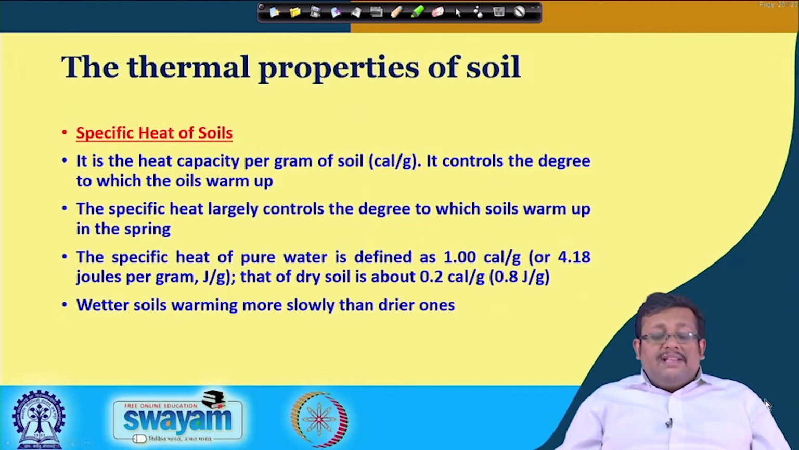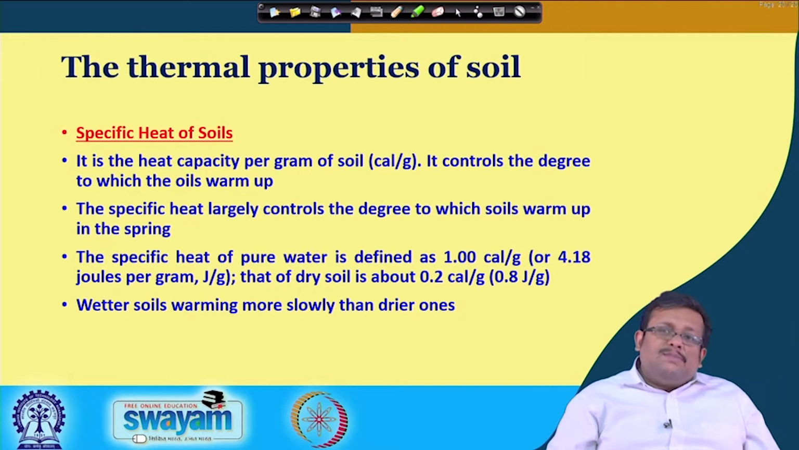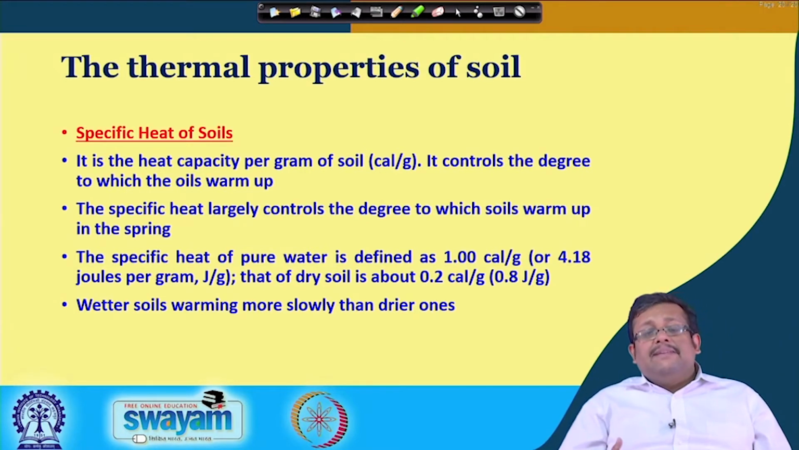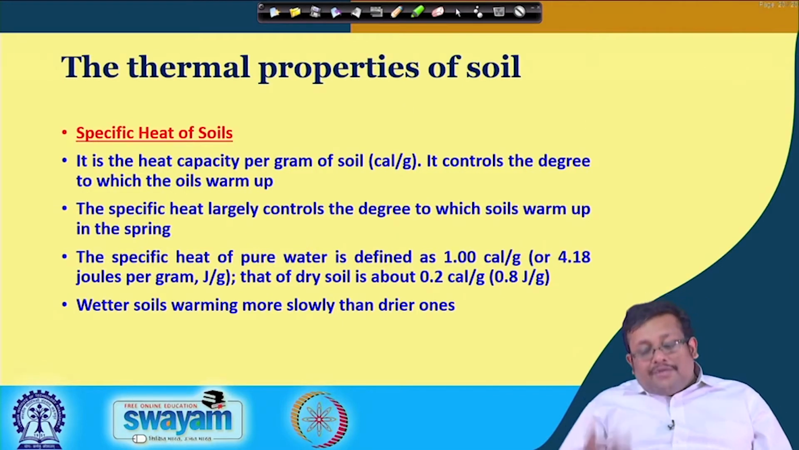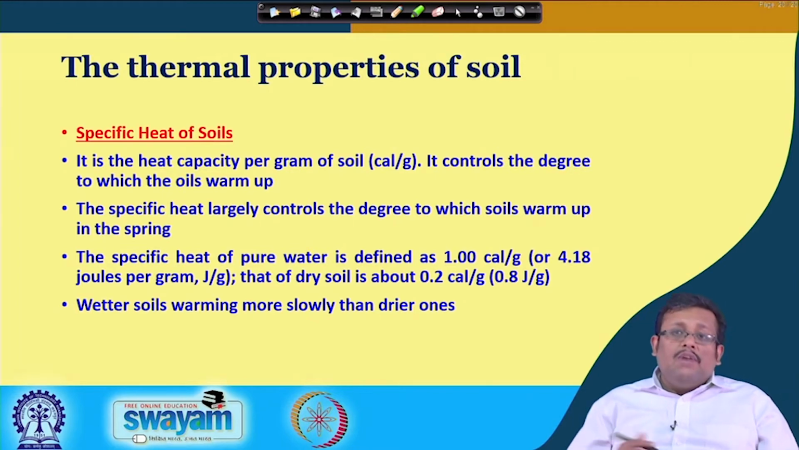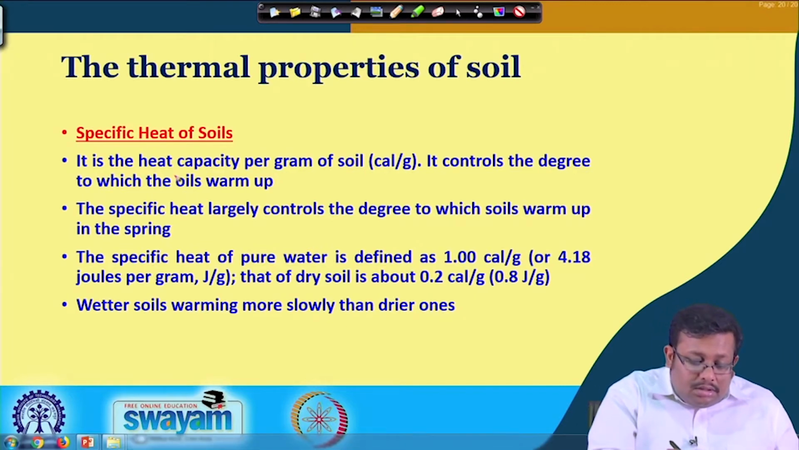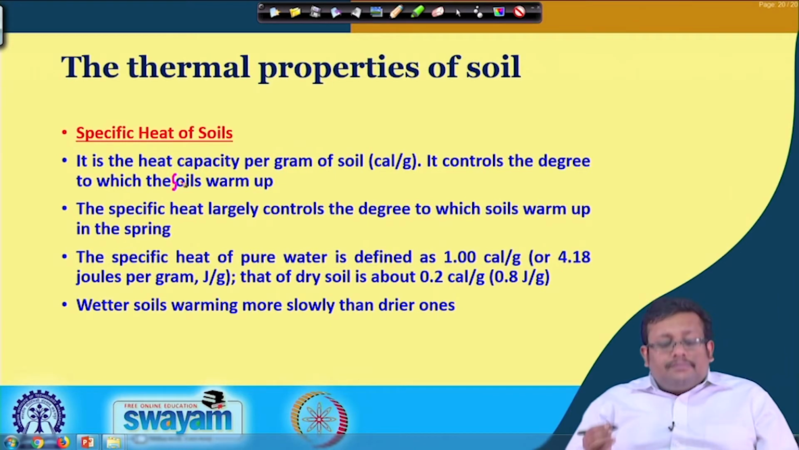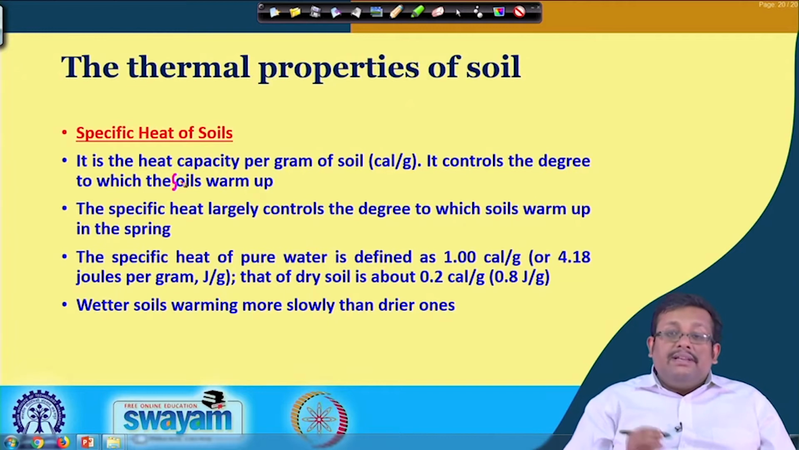Let us move to the next slide and see what are the important thermal properties of the soil. We all know heat capacity. So, what is the specific heat of soil? Specific heat of the soil is the heat capacity per gram of soil, which is measured in calorie per gram, and it controls the degree to which the soil warms up. The specific heat largely controls the degree to which the soil warms up in the spring.